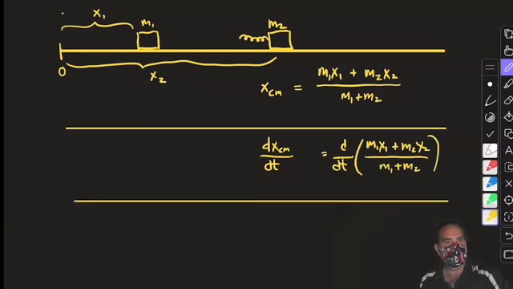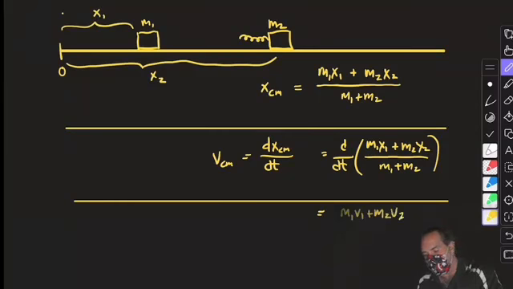Right? We okay so far? Well, good, because this is the velocity of the center of mass. The result of this is m1v1 plus m2v2 over m1 plus m2. Velocity of the center of mass.